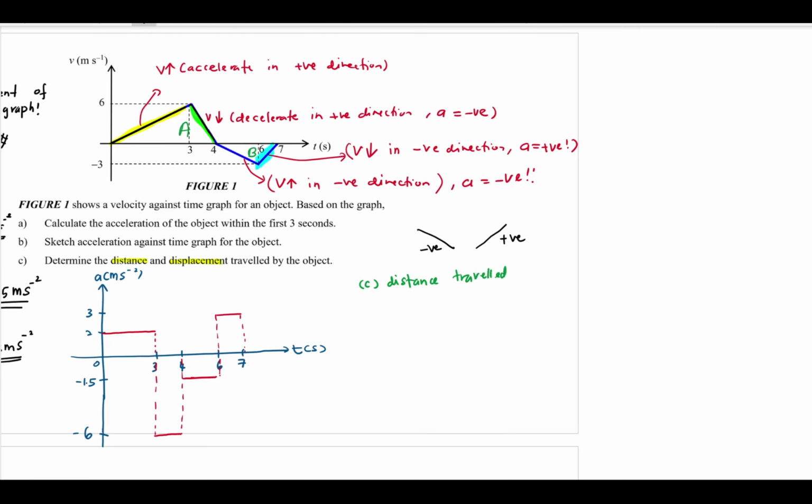Alright, so we want to calculate the area under the graph, but ignore the negative sign of the velocity, because it has no direction. Distance is a scalar quantity. Ignore the negative sign. Write here, why? Because no direction, this is a scalar quantity. So we calculate the area under the graph.